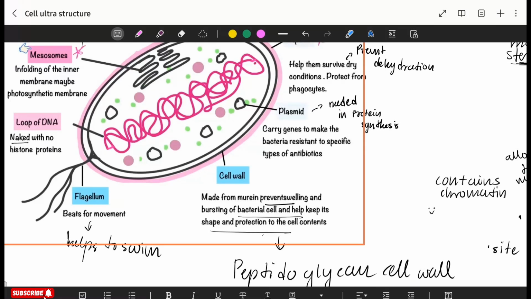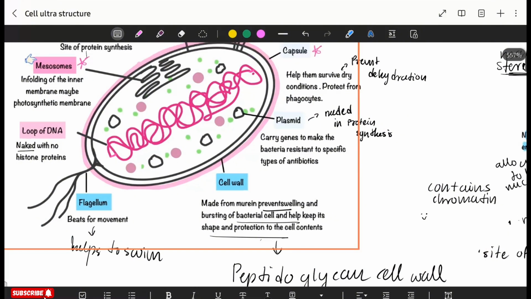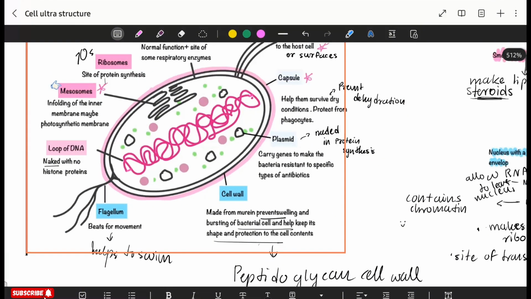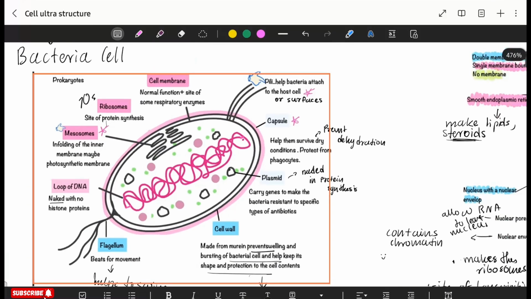So it protects the cell contents, helps keep the shape of the bacterial cell, and prevents swelling and bursting. The function is the same as the plant cell wall; just the constituent of it is different. And then we have the cell membrane. It has the normal function that we know for plant and animal cells, plus it is the site of respiratory enzymes.